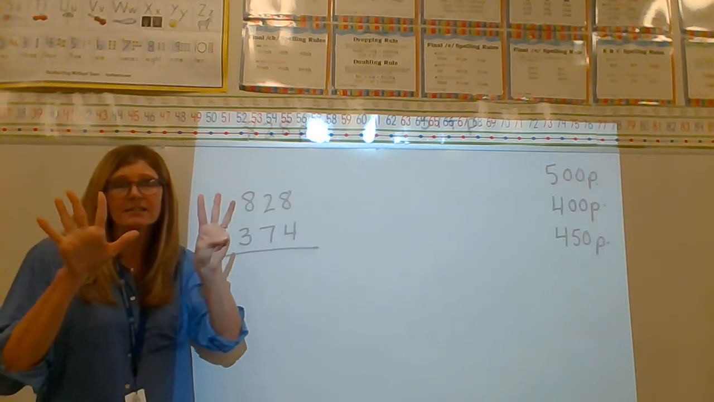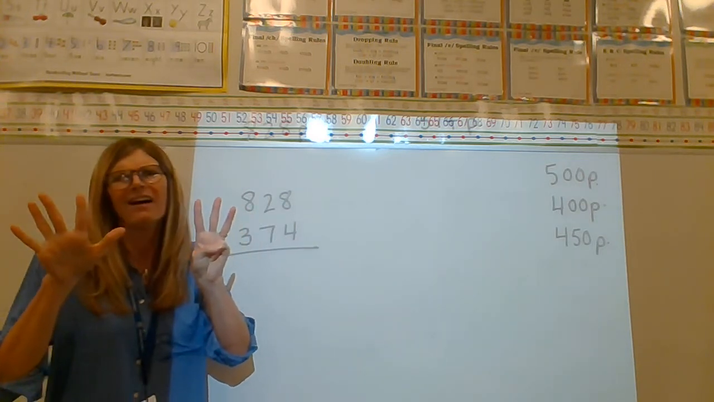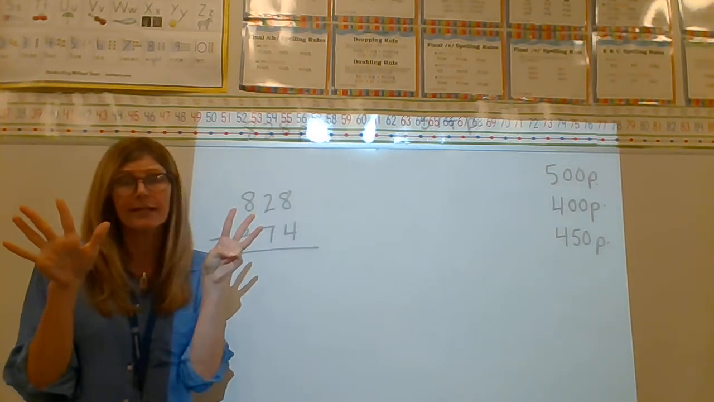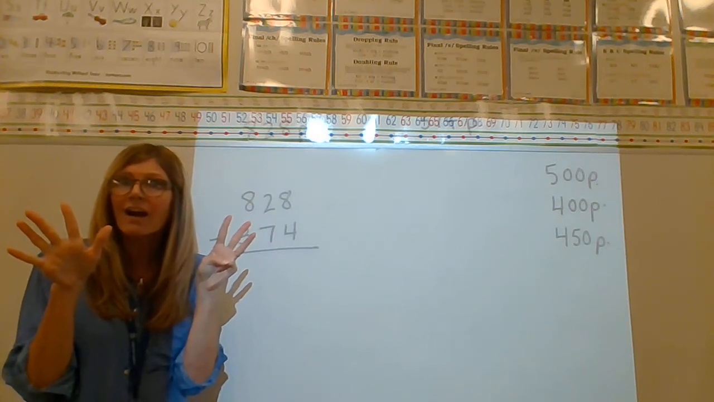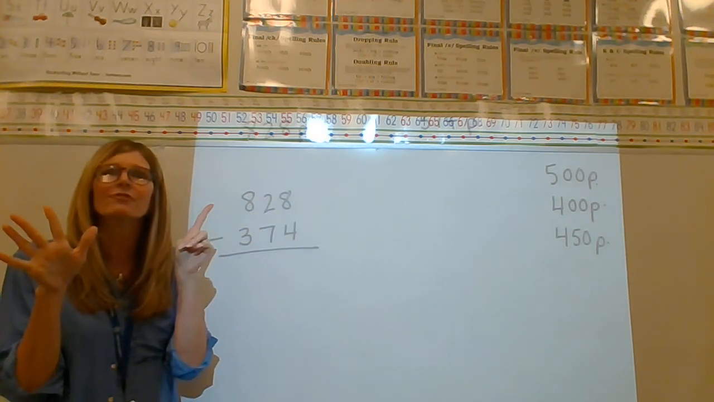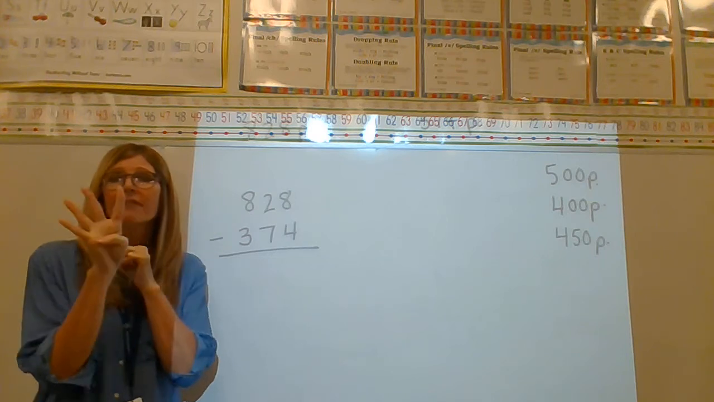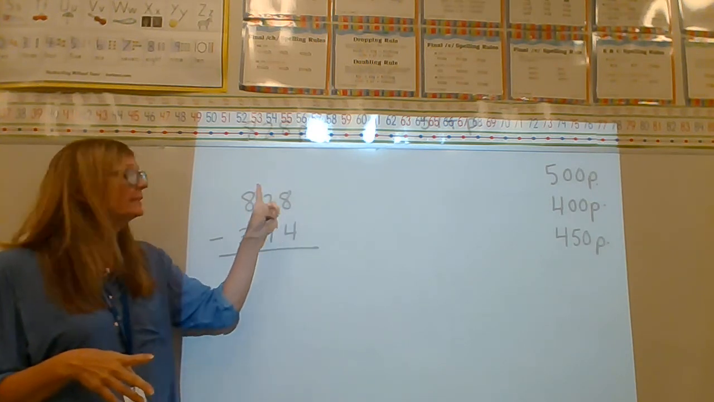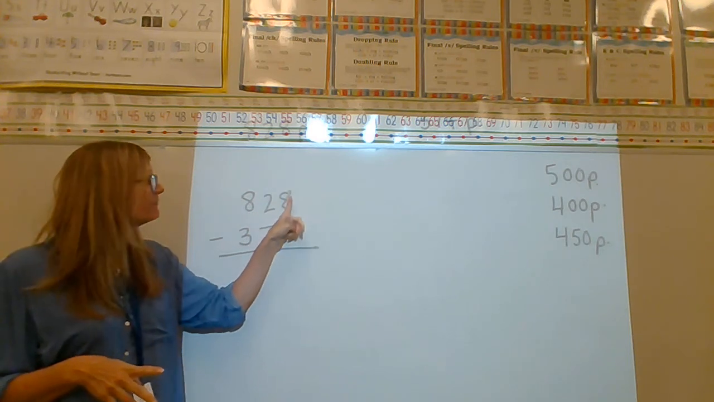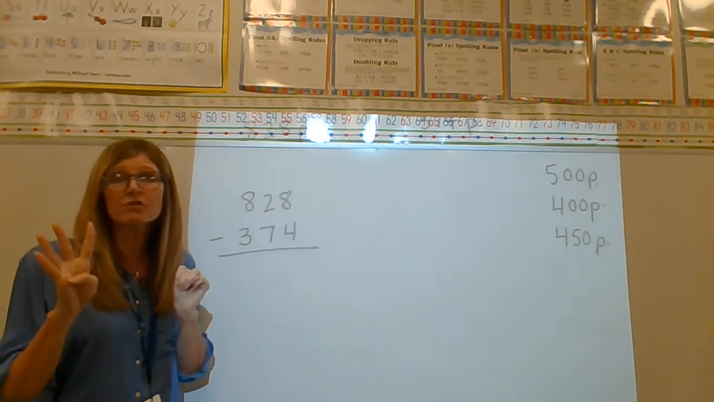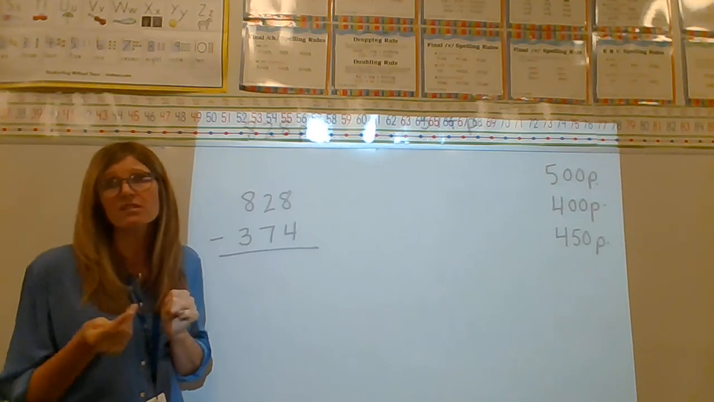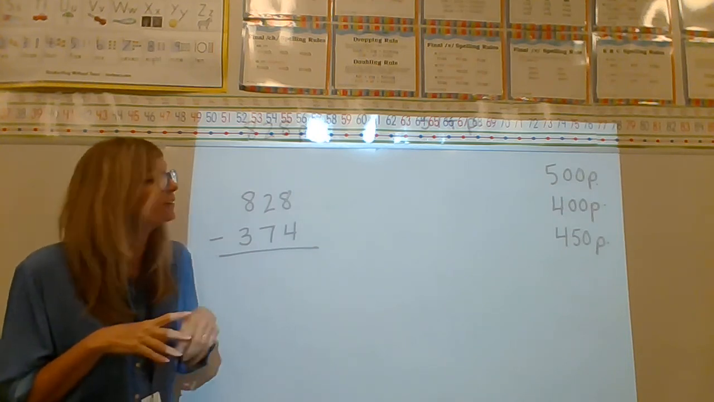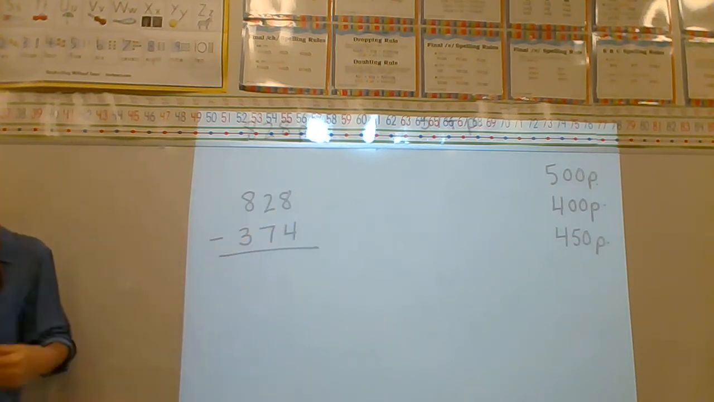Everybody show me 8. If you have 8, can you take away 4? Oh, yeah, you can. 1, 2, 3, 4. What's left? 4, that's right. Do we need to go next door? Do we need to borrow? No. If this is large enough and we can subtract without going next door, then we just subtract without going next door. So 8 minus 4 is 4.